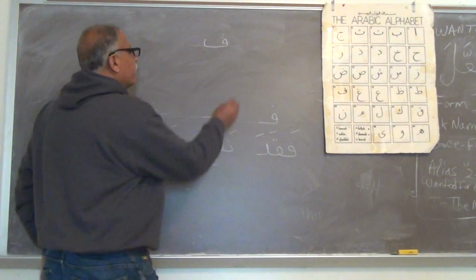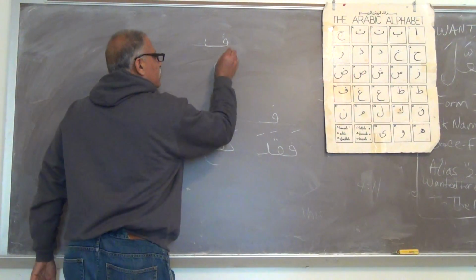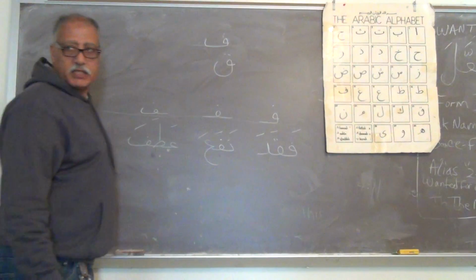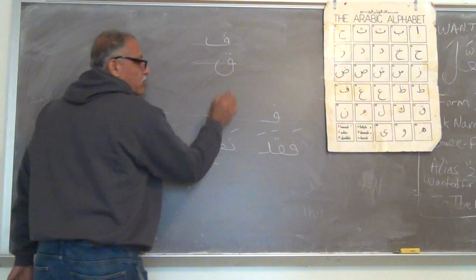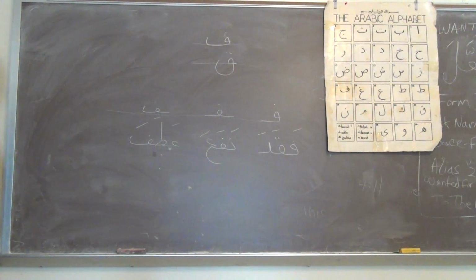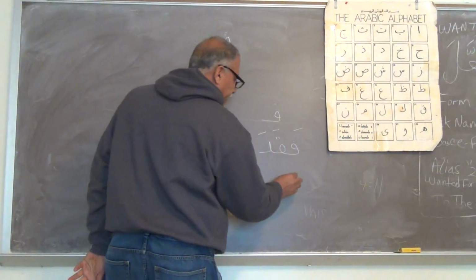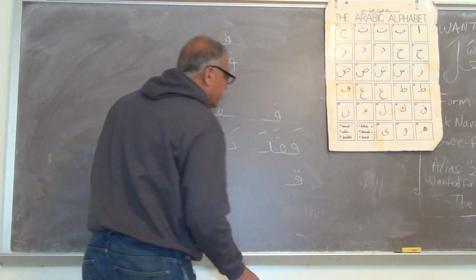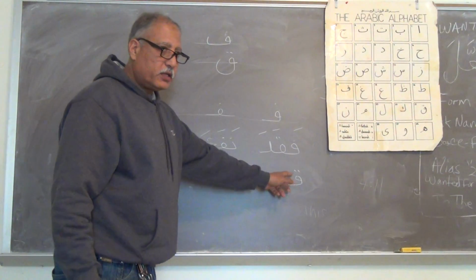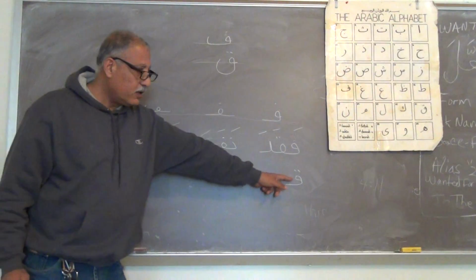This is حرف القاف. It looks exactly like حرف الفاء, except it goes under the line. If I have the line over here, this is going under the line. If I have حرف القاف in the beginning of the word, it's going to be like that. So it looks exactly like حرف الفاء, except this has two dots, two points.